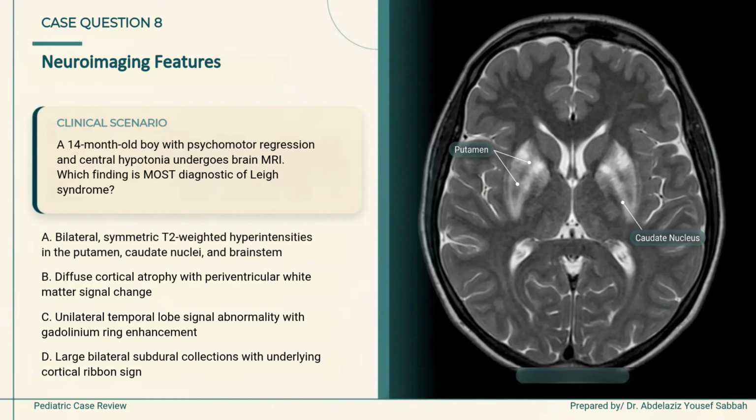Case question 8. A 14-month-old boy with psychomotor regression and central hypotonia undergoes brain magnetic resonance imaging. Which finding is most diagnostic of Leigh syndrome? Option A, bilateral symmetric T2-weighted hyperintensities in the putamen, caudate nuclei, and brainstem.